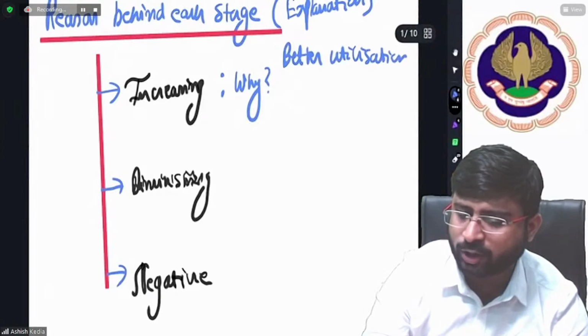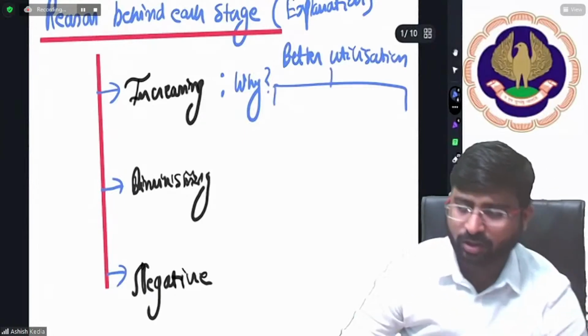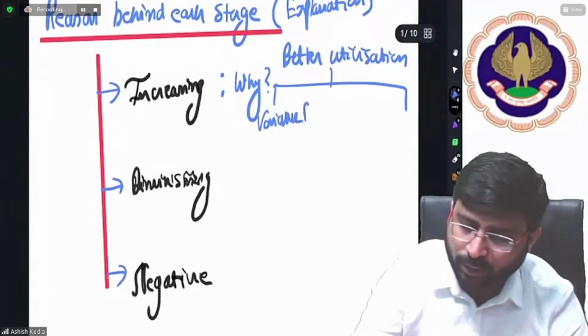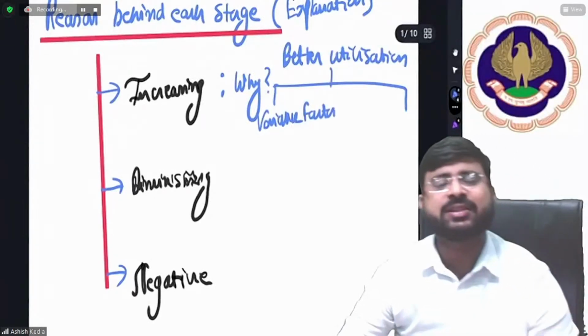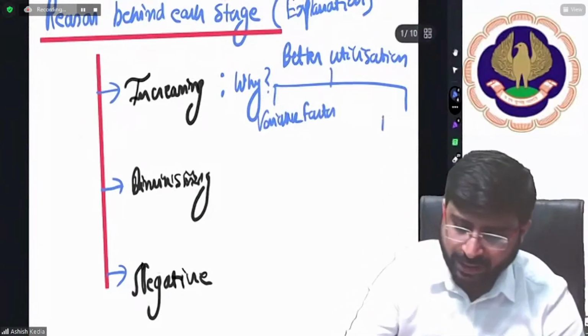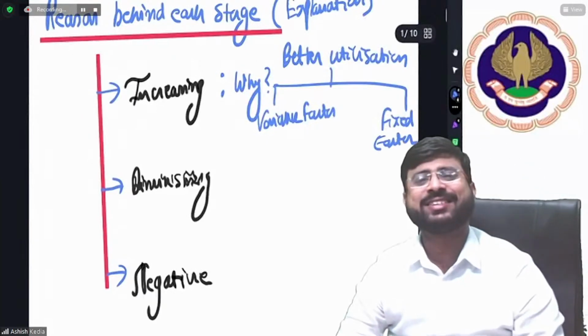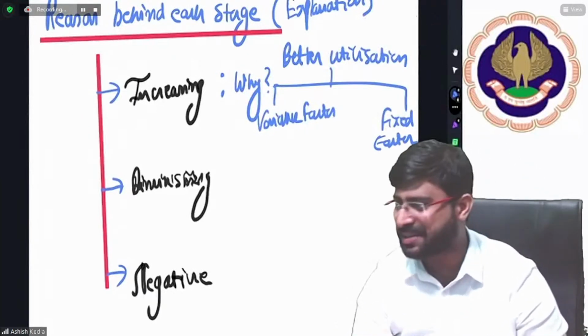And then you divide it into two. Better utilization of variable factor, that is, labor is dividing work among themselves, so each labor is better utilizing their capacity, and similarly the land's capacity is better utilized, and so better utilization of fixed factor. This covers both of our points, isn't it, my dear friends?